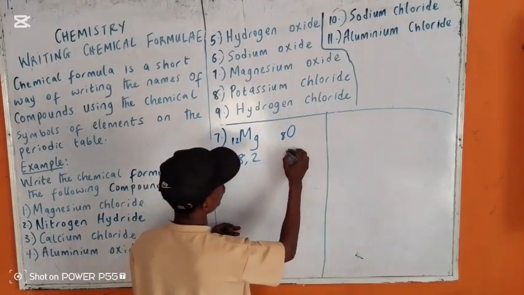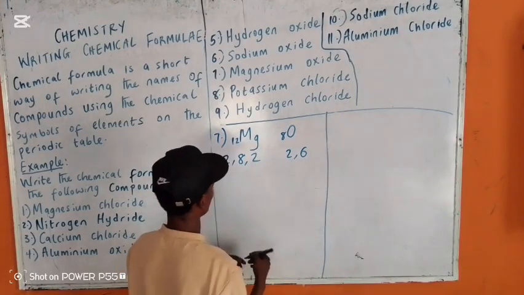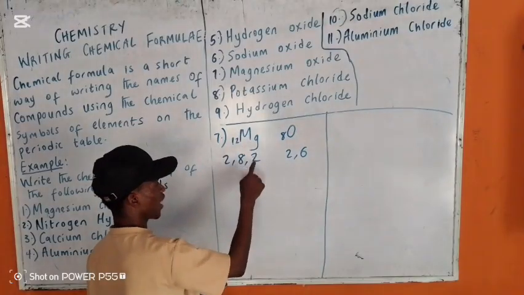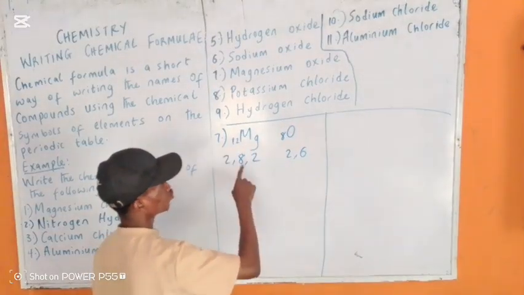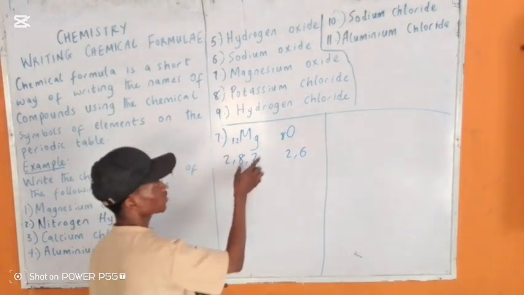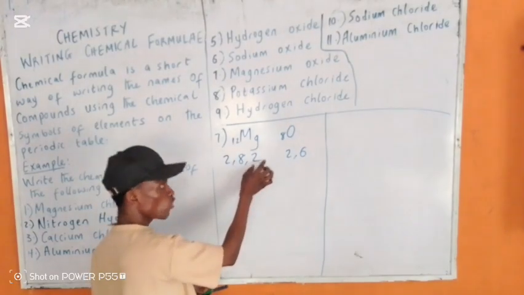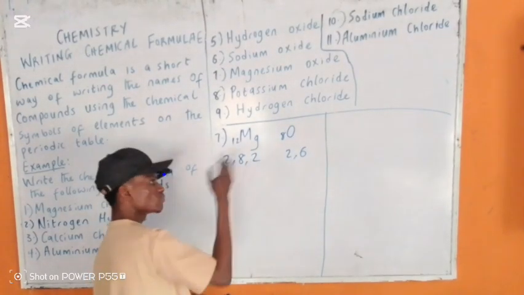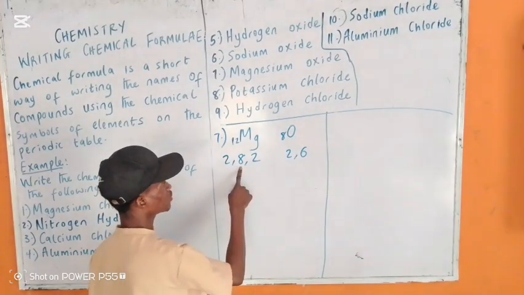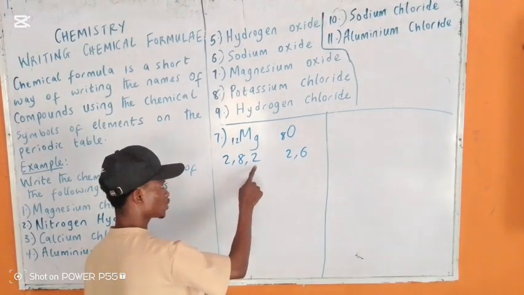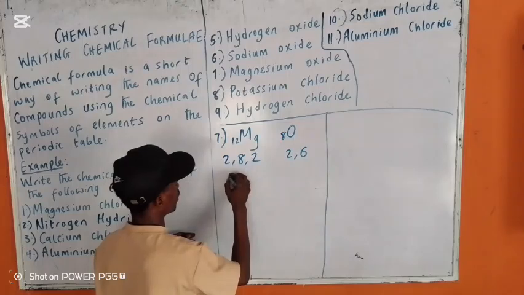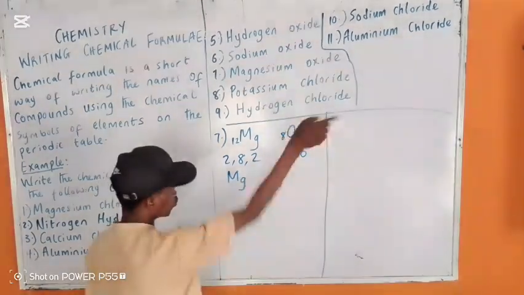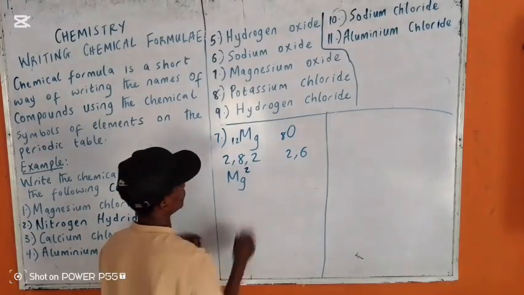You have 2,6. To be stable, magnesium has to give out these 2 to attain the octet. Magnesium is stable with the duet rule already, but it can still be stable with the octet rule by giving out the 2 here. So we have magnesium giving out 2. When it gives out 2, we have 2 here.